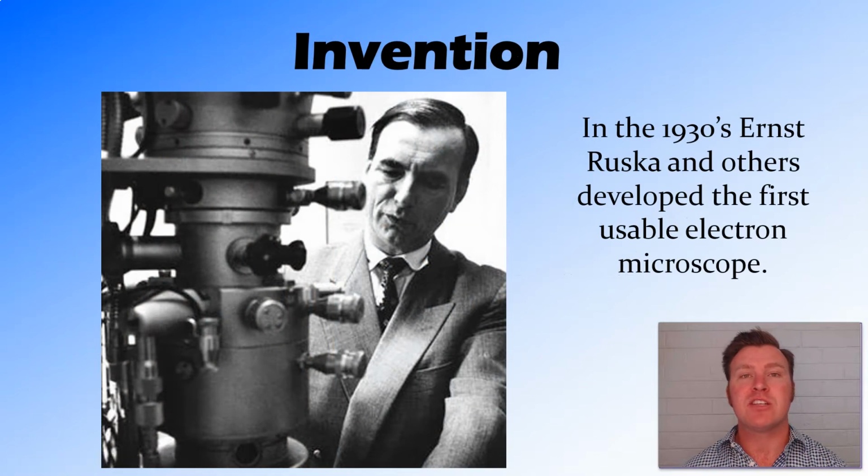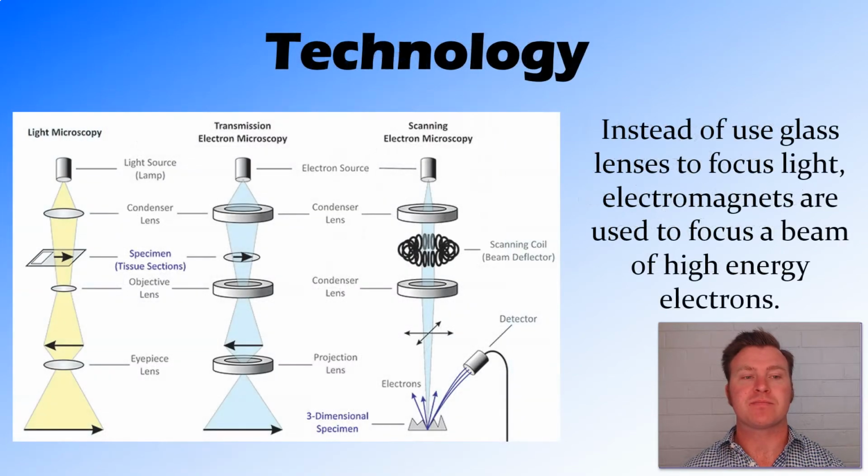So the invention of the electron microscope, there's a few people involved, but the main person there is Ernst Ruska in the 30s. So he was involved in developing the first prototype as well as the first working model of the electron microscope. So he was able to work out this technology and basically get it to the point where it could be used at universities.